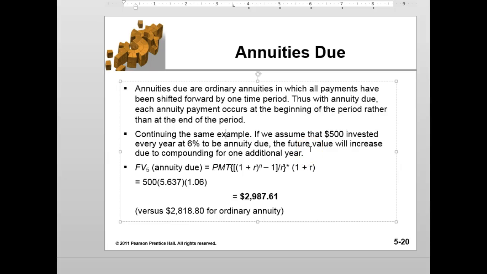So here we are at annuities due instead of an ordinary annuity. The difference is the timing of the payment, okay? They've all been shifted forward by one time period. So it now begins at the beginning instead of the end of the time period.